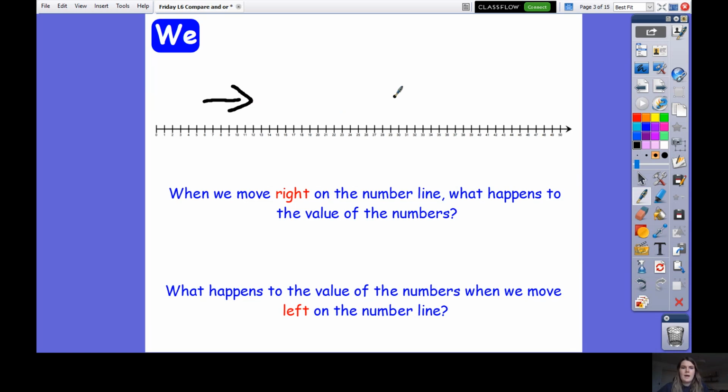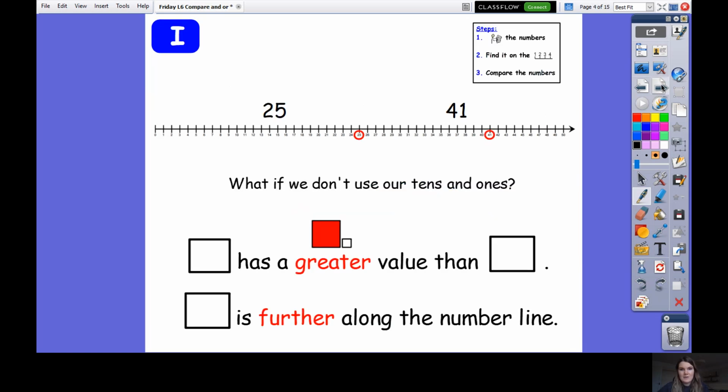Okay then, what about if we're going this way, left on a number line? What happens then? The numbers are getting smaller, absolutely. So they're becoming, what are they becoming? They're becoming less. Well done. So if we were looking at numbers on the number line, we know a number down here is going to be less than a number up here. Very good. Okay, so let's have a go.